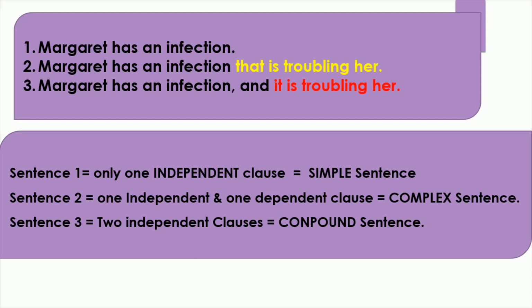Sentence 3. Margaret has an infection and it is troubling her. Margaret has an infection is an independent clause because it is not dependent on any other clause for meaning. It is troubling her is also an independent clause. It is not dependent on any other clause for meaning. So, Margaret has an infection and it is troubling her are both independent clauses. That is why the sentence is a compound sentence.